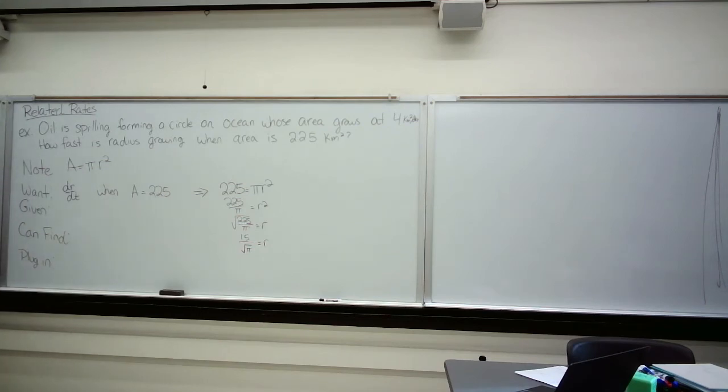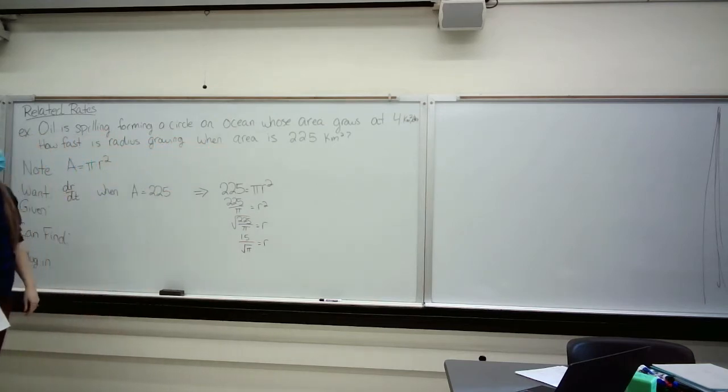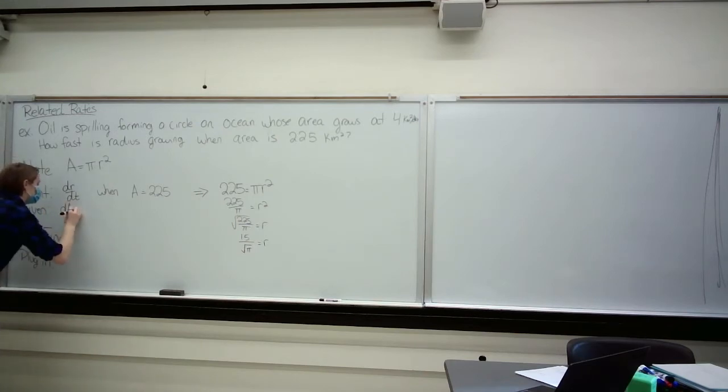Okay, cool. So we have our base formula that we're dealing with. We have what we want. What are we given? Well, the oil is spilling, forming a circle on the ocean whose area grows at 4 kilometers squared per day. If the area is growing at this certain rate, how do we write that? dA over dt. dA over dt, good. Beautiful. dA over dt equals 4. Cool. Okay, what can we find?